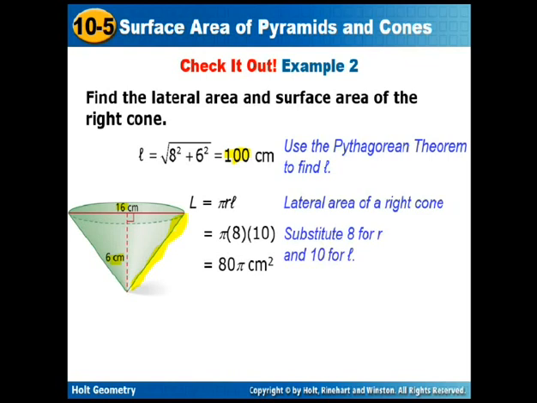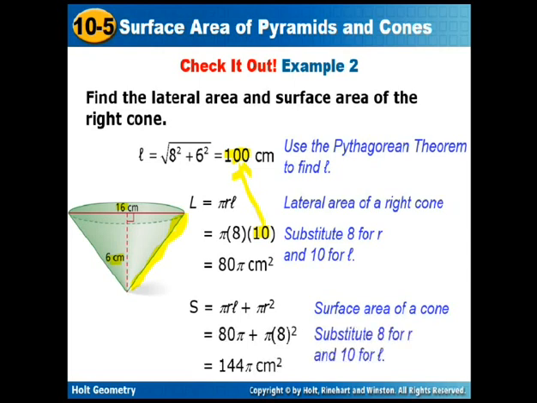Now the lateral area is equal to pi r L. Pi times the radius, which is half of 16, again 8, and times 10. Again, as I told you, we have to put the square root for this one. Okay, 80 pi centimeters squared is the lateral area. The surface area is equal to pi r L plus pi r squared. Again, we put the formula and we substitute to get 144 pi centimeters squared for the area.